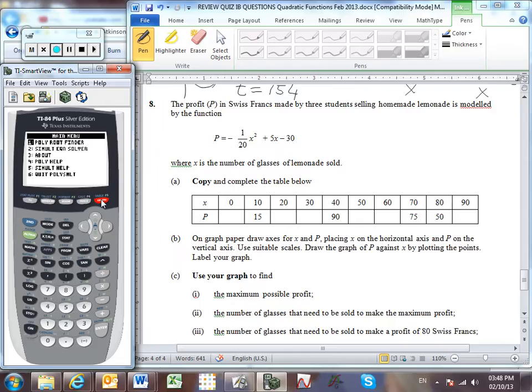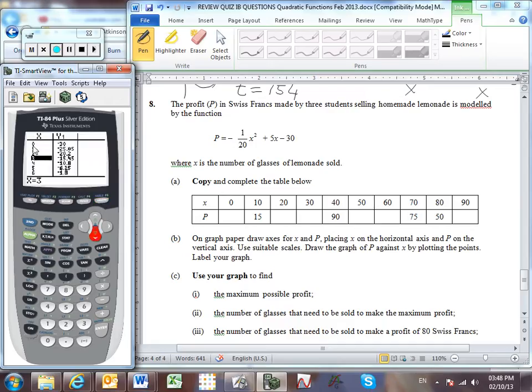would be to put this equation into my y equals. So I've got negative 1 over 20 x squared plus 5x minus 30. The reason that this is clever is because I've got an option on my calculator called table, where now I can scroll down my table and find all of these values.